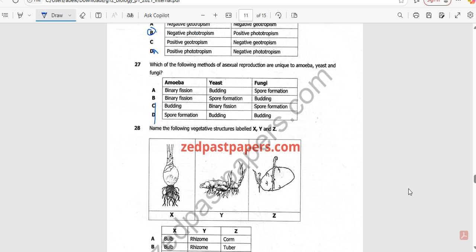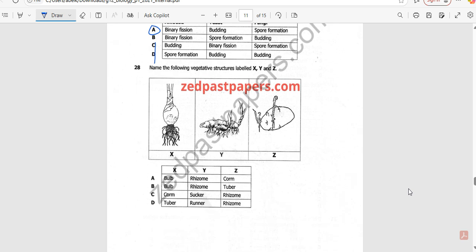Yeast, we don't have binary fission, so we have budding and spore formation. Then fungi, budding. We also look at the saprophytic type of nutrition, where you can talk about the Rhizopus there. So there is also spore formation there. So our answer is A.